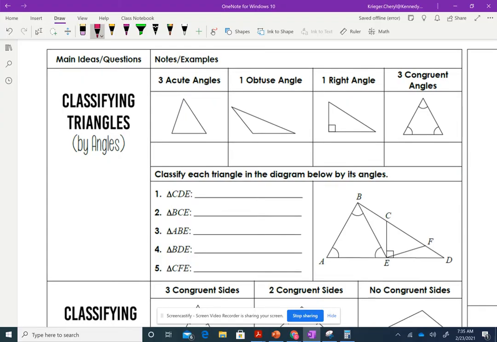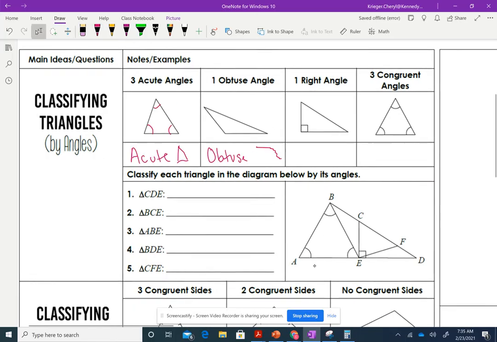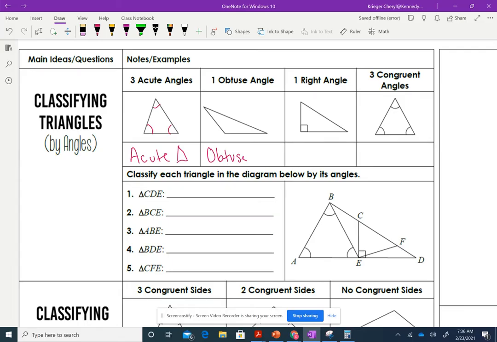So if we're classifying by angles, and there's 3 acute angles, which means all 3 angles are less than 90 degrees, it's an acute triangle. Okay, and if we have one obtuse angle, it's an obtuse triangle. And I do always have a student say, what if there's more than one obtuse angle?